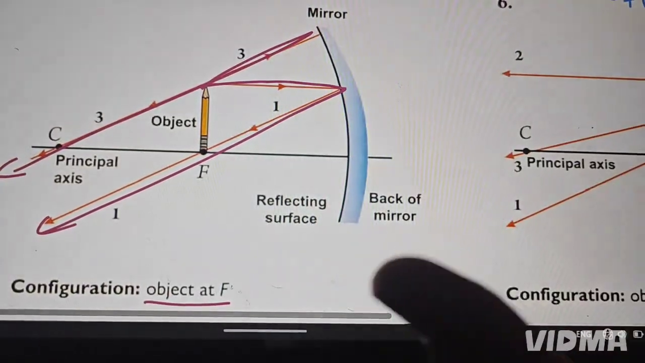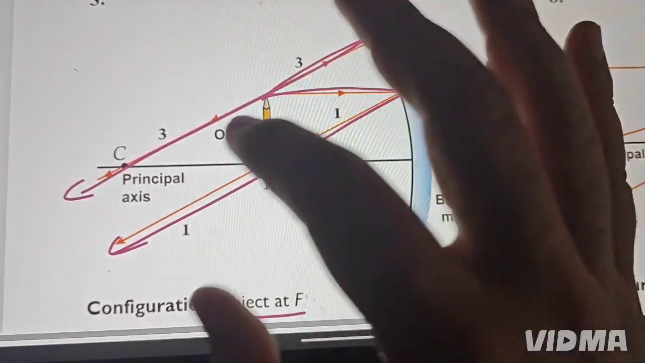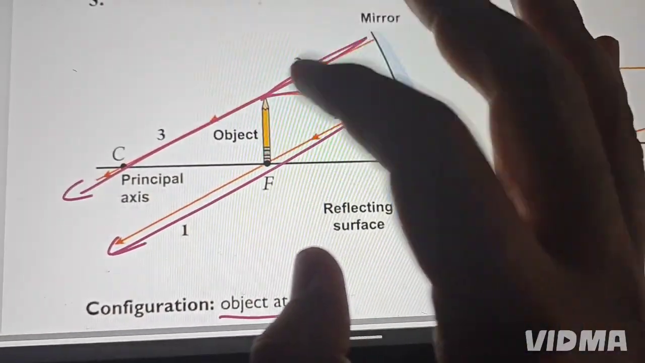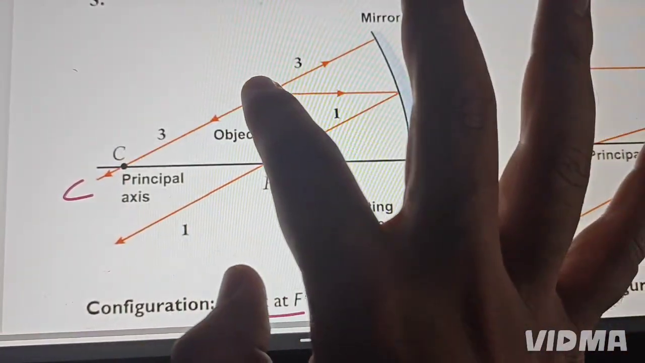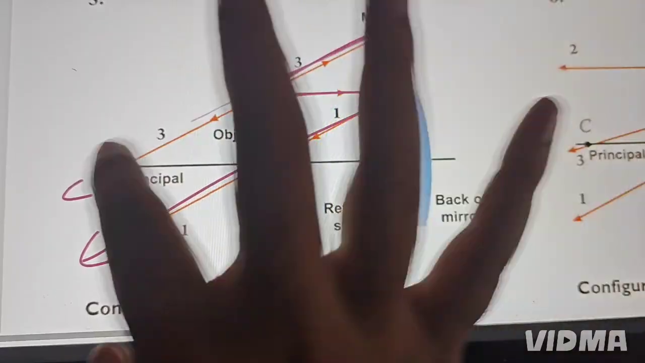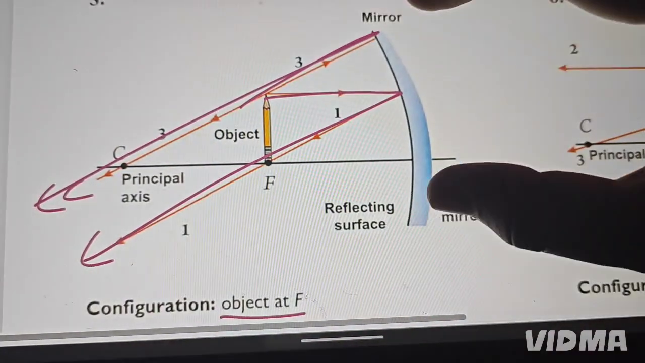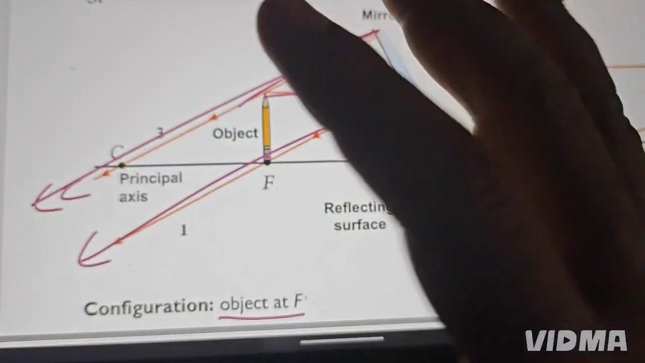direction. In here we see that both of the lights are not intersecting with each other. Both of them are reflecting back and they are going in this direction, passing in that direction without intersecting.